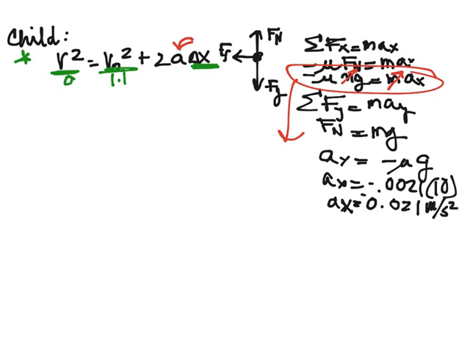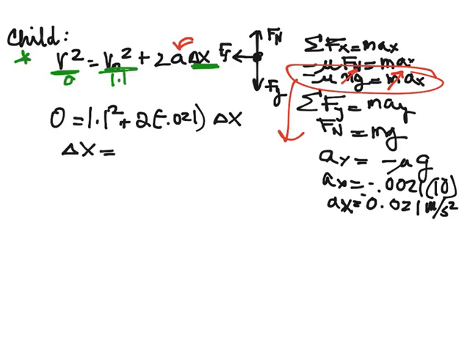Now we can put this in for a, and we have 0 equals 1.1 squared plus 2 times negative 0.021 delta x. We can solve for delta x pretty easily, and we find that the child ends up going about 29 meters.